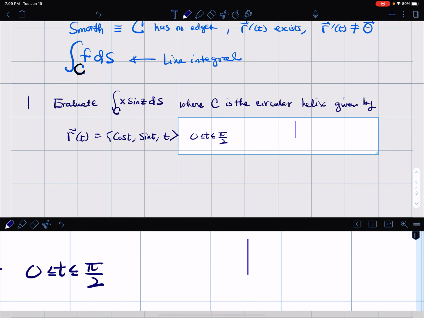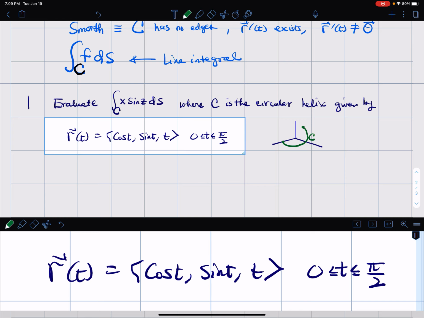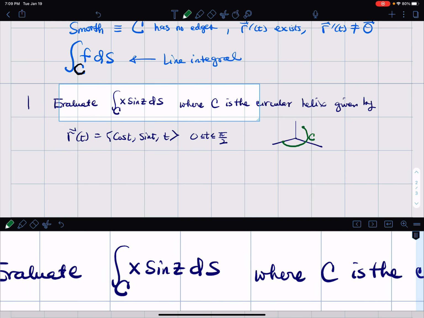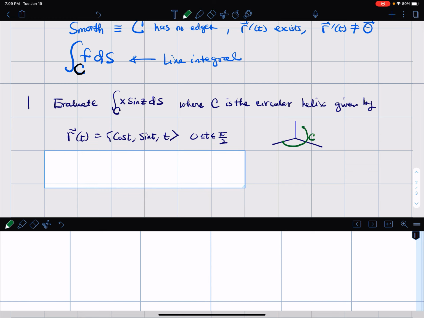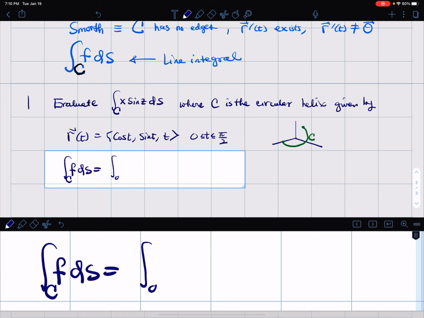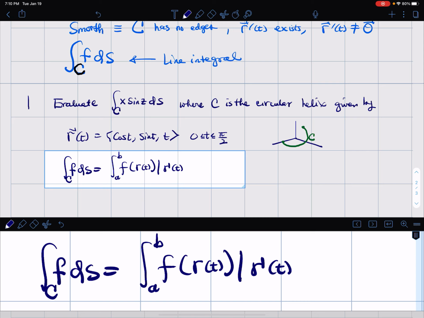So what do we have here? What are we trying to do here? We have our circular helix. We have a helix that goes from here to there, right? And this helix is C. And we have a parametric equation for the helix. And we want to compute this integral right here, okay? So we're going to be using the formula: the integral of f ds is the integral from a to b of f of r of t times the magnitude of r prime of t dt, okay?